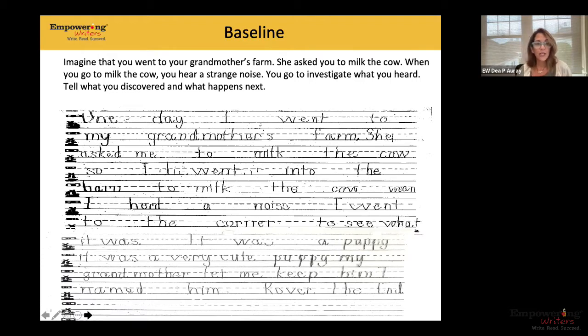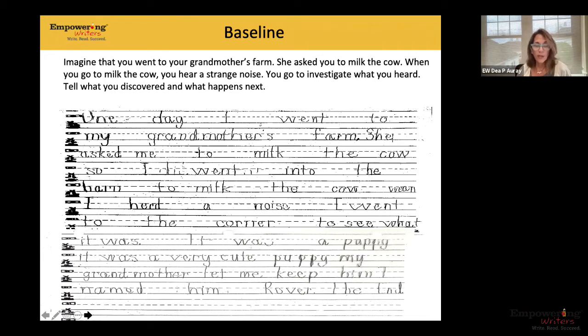And it says, imagine you went to your grandmother's farm. She asked you to milk the cow. You go to milk the cow. You hear a strange noise. You go to investigate and tell what you discovered and what happens next. Okay, pretty basic prompt. Not that many kids are at their grandmother's farm milking cows, but still.